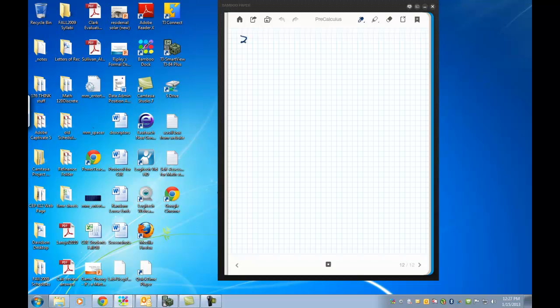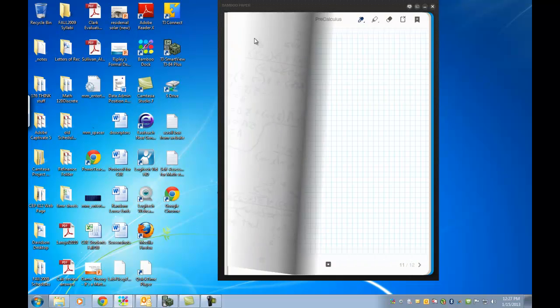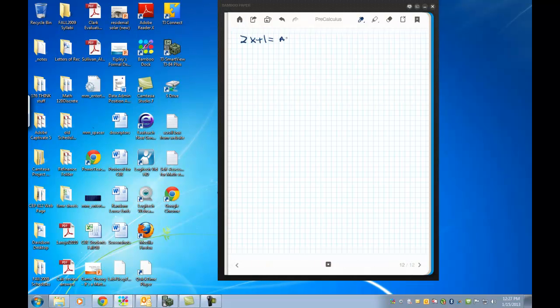I'm going to have 2x plus 1 equals, because really we need to be able to solve for a, don't we? Let's see, I got a times x minus 2 plus b times x minus 2 plus cx squared. And what was b? B equaled negative 1/2, and c equaled 5/4, didn't it?